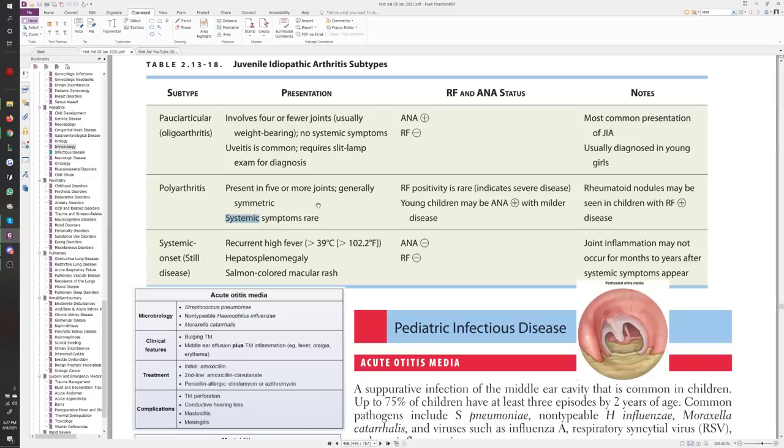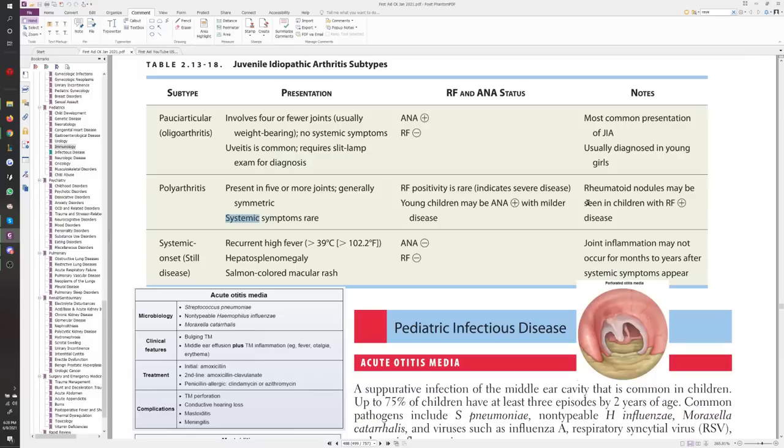It's very rare, but there can be some. So systemic symptoms include things like having fever, having a little bit of anemia, stuff like that. One of the anemias that they would have would be anemia of chronic disease, because this would be infecting them, well, not infecting them, but affecting them for quite a while, at which point their body might start putting their iron away. Rheumatoid factor positivity is rare, and young children may be antinuclear antibody positive with milder disease.